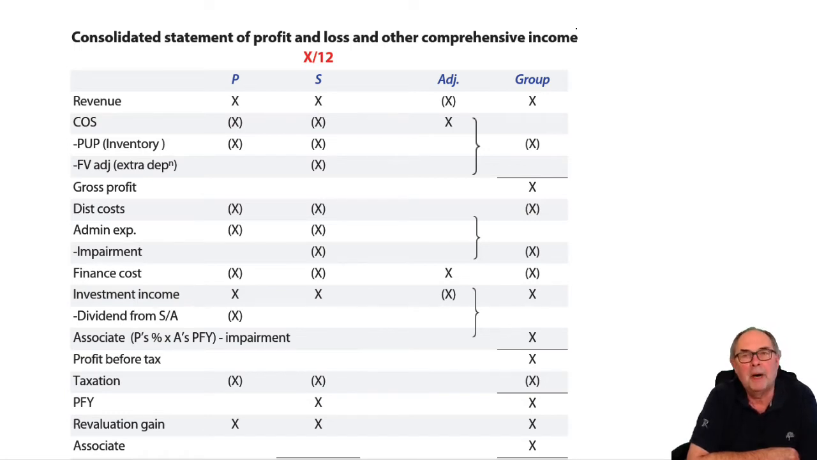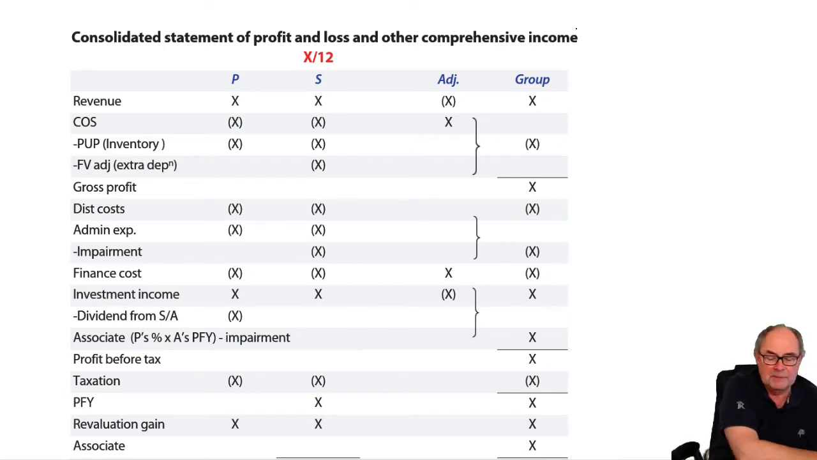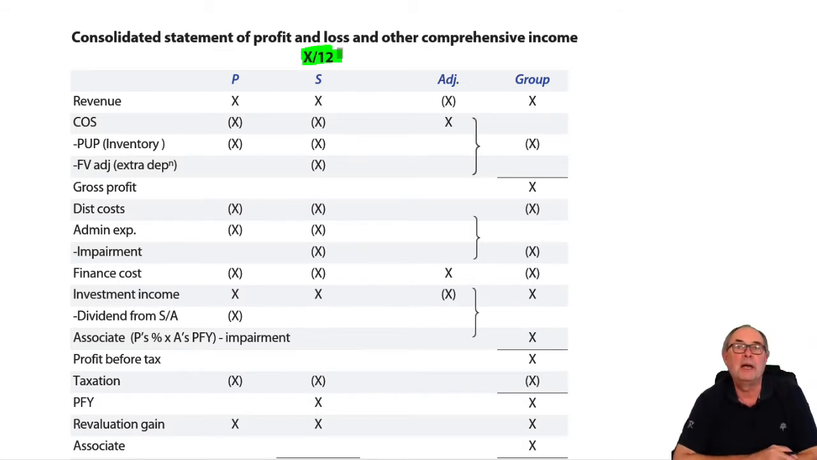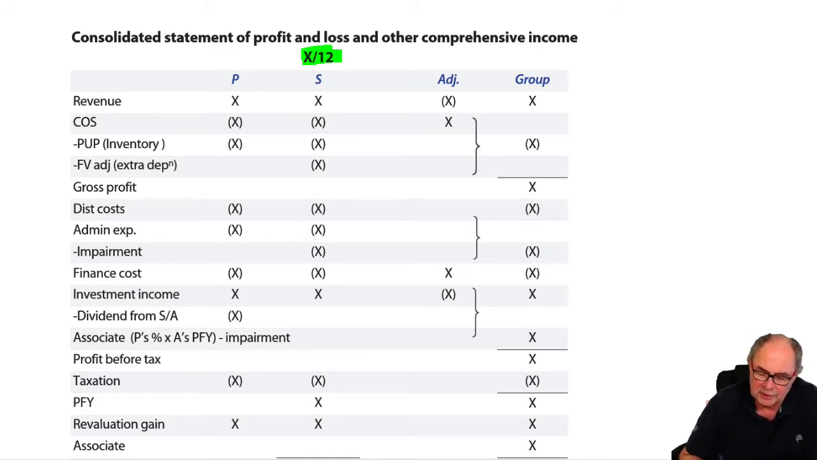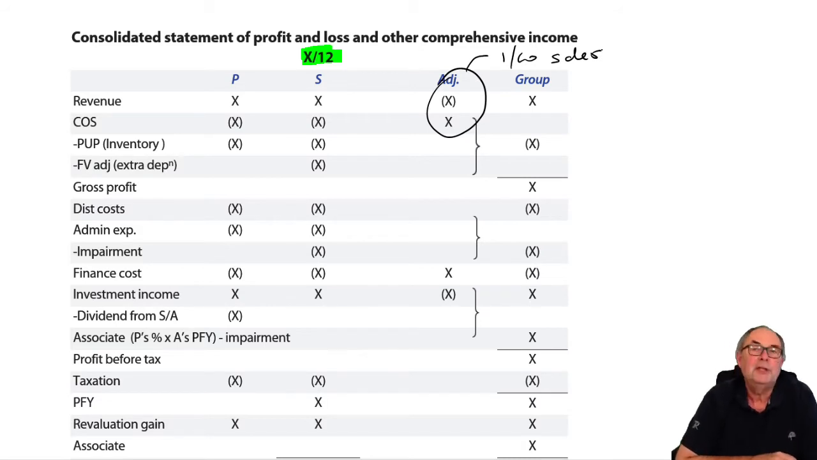So, as a reminder, generally speaking, you're consolidating the results of the parent and the subsidiary. If the subsidiary has been purchased part way through the year, then we would need to time apportion its results. We might have adjustments that affect revenue and cost of sales identically. So these sorts of adjustments here would be things like intercompany sales. You may have unrealized profits. You may have a fair value adjustment.